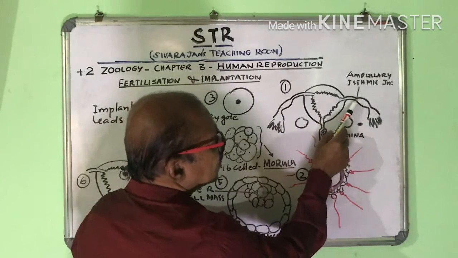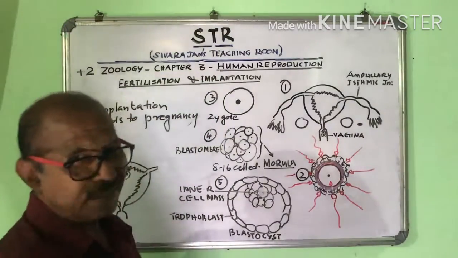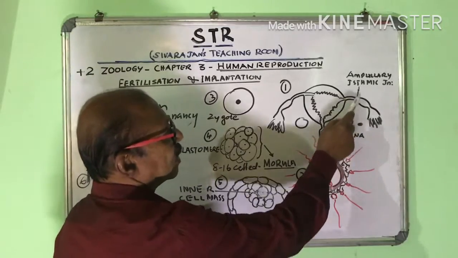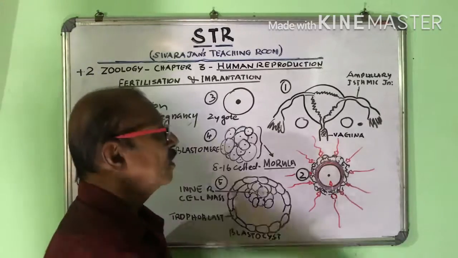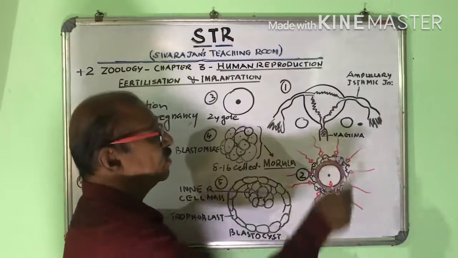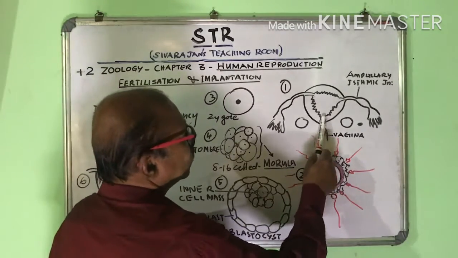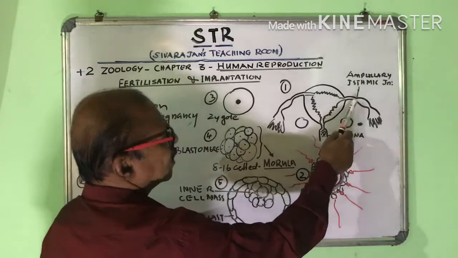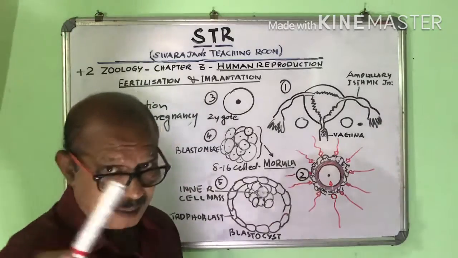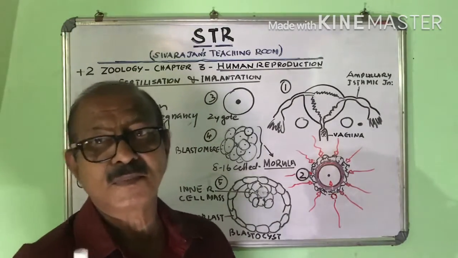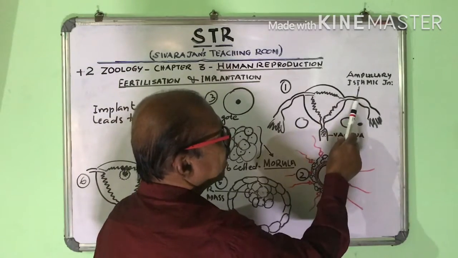And look here, this is the point. This is the ampulla and this is the isthmus, and this is the point of meeting of ampulla and isthmus. This is called the ampullary isthmic junction. The ovum comes to the ampullary isthmic junction and waits there. The sperms move through the oviduct and come in contact with the ovum. So the fertilization, the fusion of the sperm with the ovum, takes place where? It takes place in the ampullary isthmic junction.